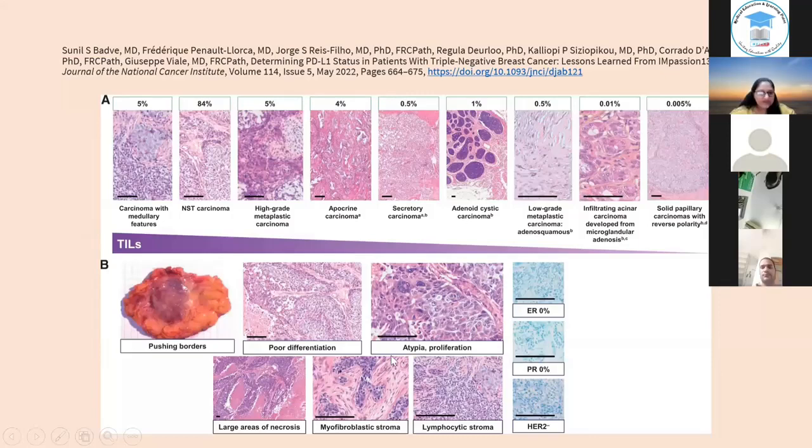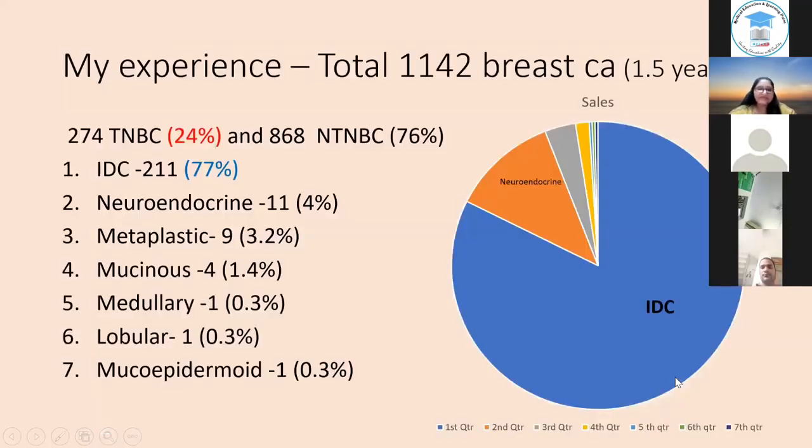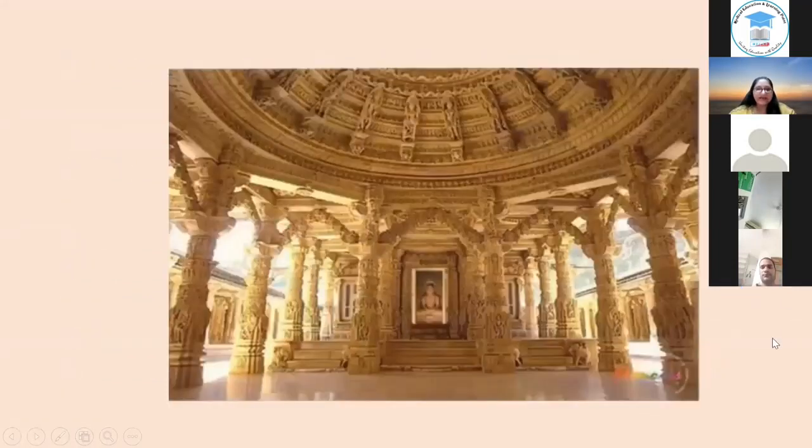Some more features about TNBC. On gross, they have pushing borders, poor differentiation, high grade, as I told, a high degree of atypia, necrosis, and lymphocytic stroma, and they are ER, PR, and HER2 negative. This is the same experience as I told you. These are the morphological types I saw in my study.